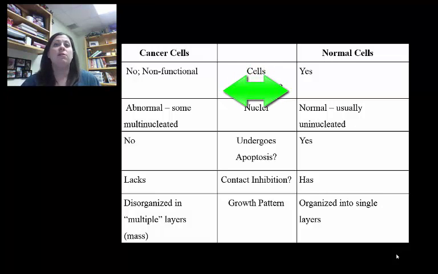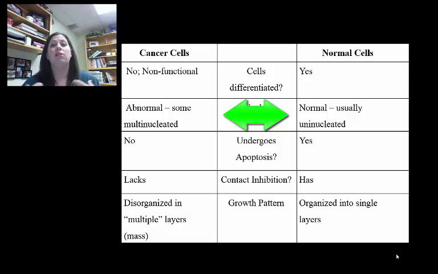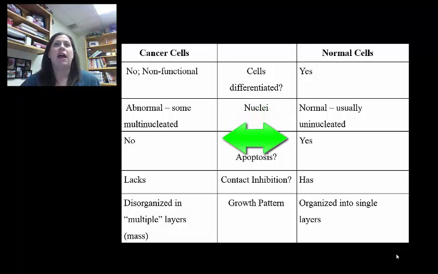Okay, the next thing we can look at is the nuclei. Most cells are supposed to have a single nucleus. So in a normal cell, they're uninucleated. However, in an abnormal cell, they become multinucleated. They have tons of nuclei kind of scattered in there because they're bypassing all those checkpoints we talked about, and they're just dividing uncontrollably.